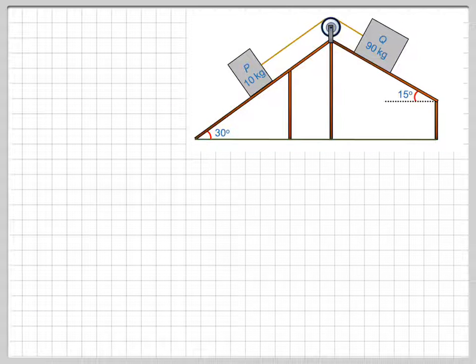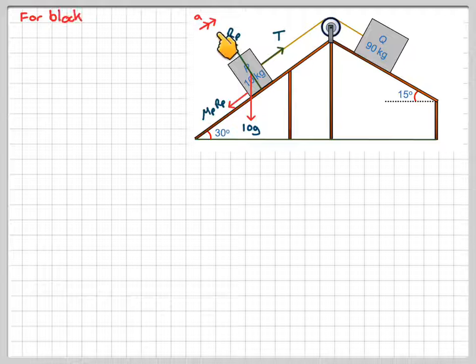So if we draw a diagram, we'll draw the force diagram first. So we have the weight acting down. We're just going to consider P first of all, which is 10g. We have the normal reaction, which we're going to call R_P. As it's moving this way, the friction will act downwards, mu_P R_P. And we have a tension in the rope, and we have an acceleration going upwards.